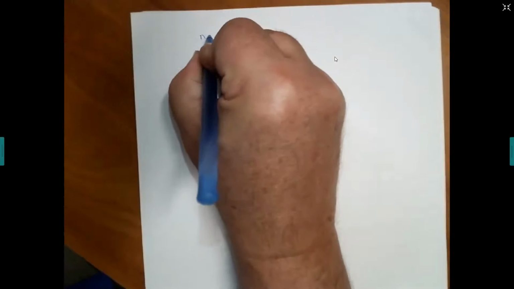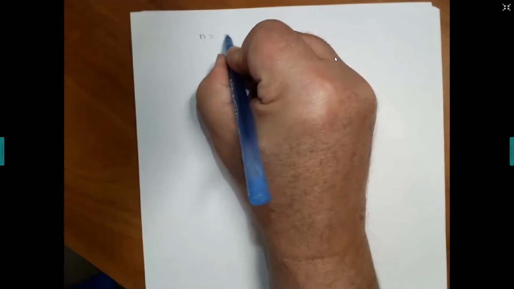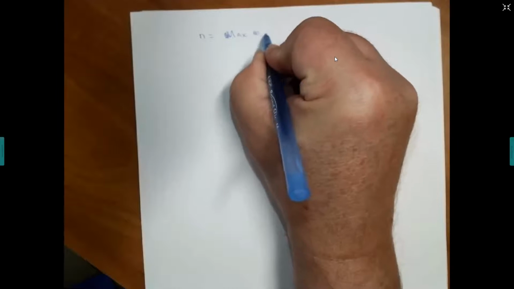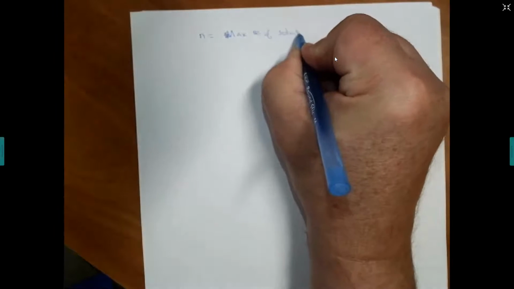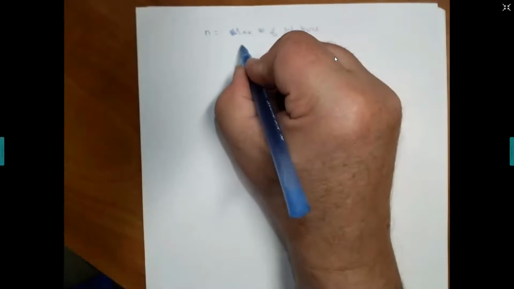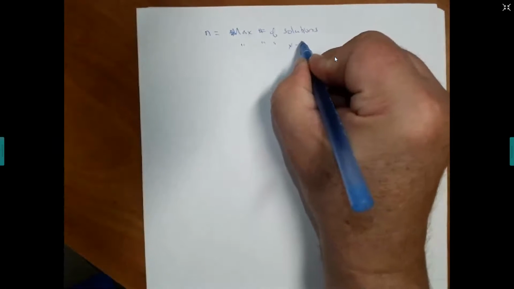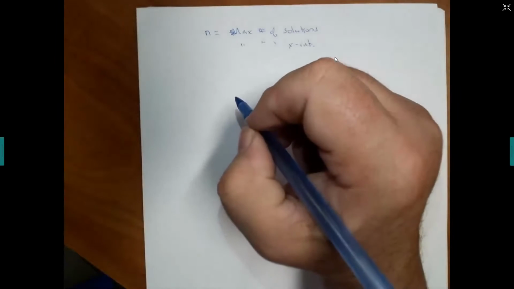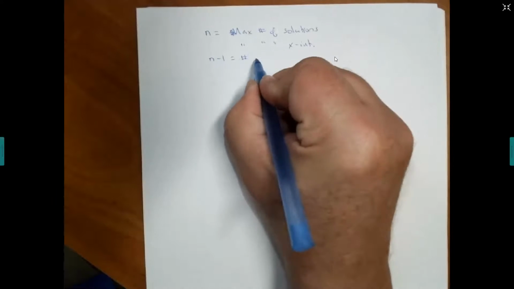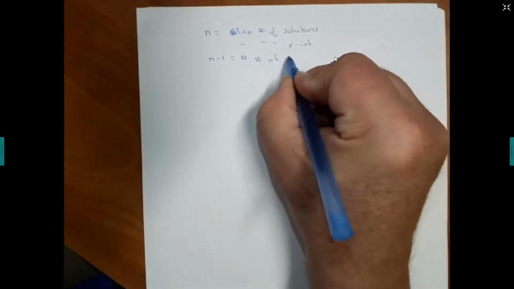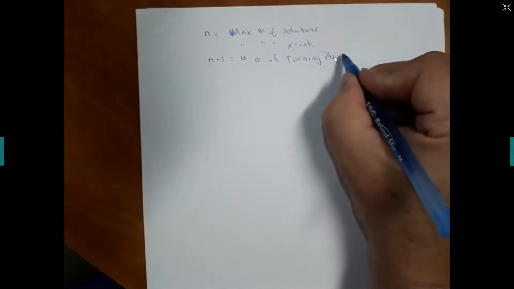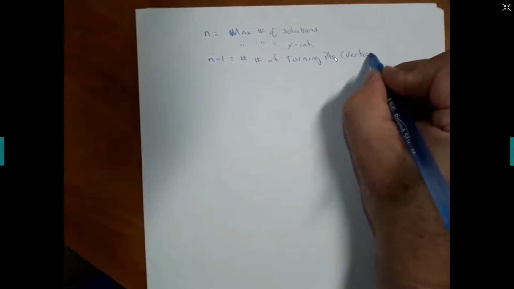By looking at n, we know the maximum number of solutions. We also know the maximum number of x-intercepts. N minus 1 gives us the maximum number of turning points, or vertices.